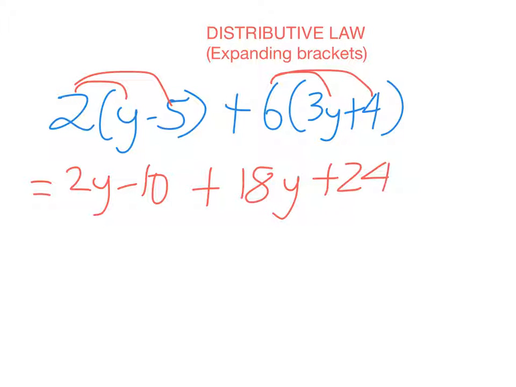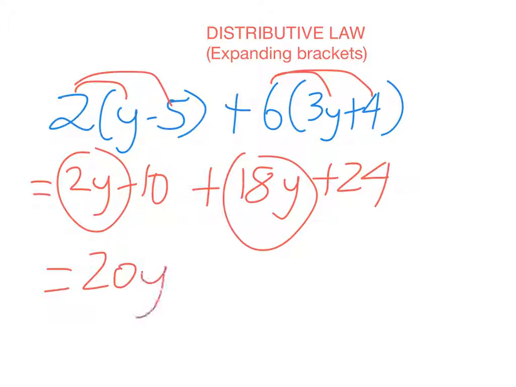As we learned in a previous lesson, we can only add and subtract like terms. So this and this are like terms. 2y plus 18y is 20y, and then minus 10 and positive 24, they are like terms. If you're not sure, put it on your calculator. Negative 10 plus 24 is positive 14.